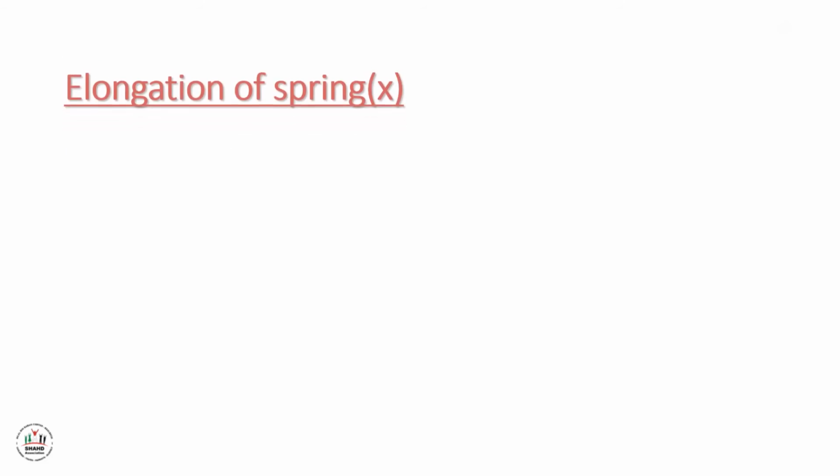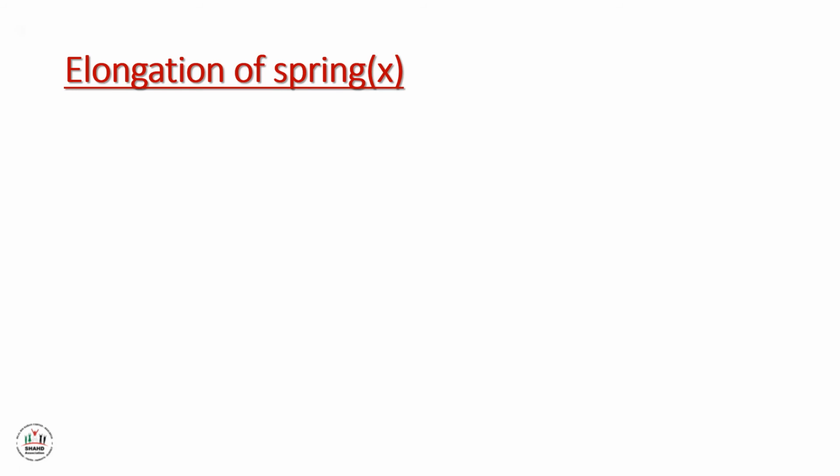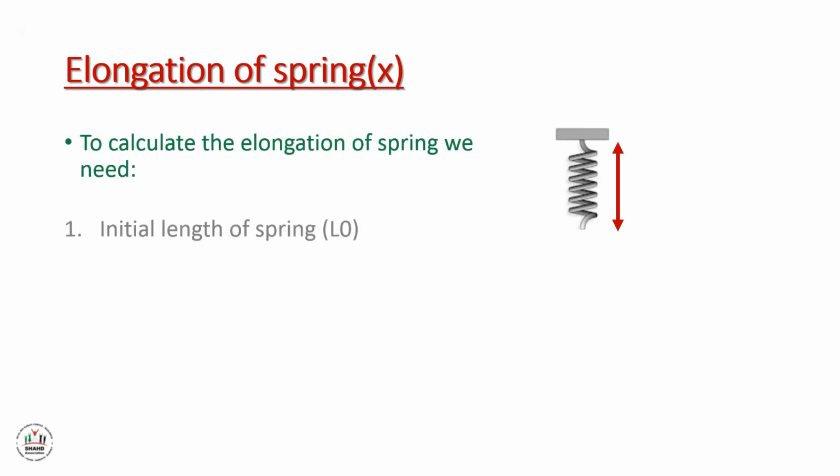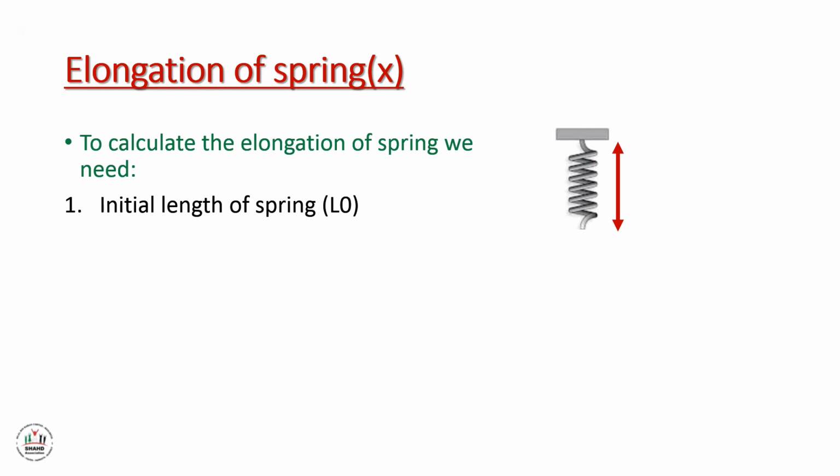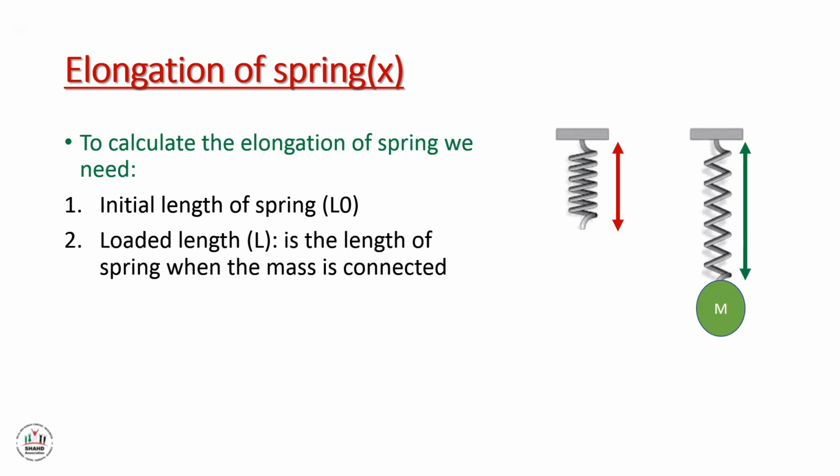How can we calculate the elongation of the spring? To calculate it, we need two things: the initial length, L0, or the unloaded length. Also, we need the loaded length, L, which is the final length when the mass is connected. When we have these two, we can write the equation x is equal to L minus L0.